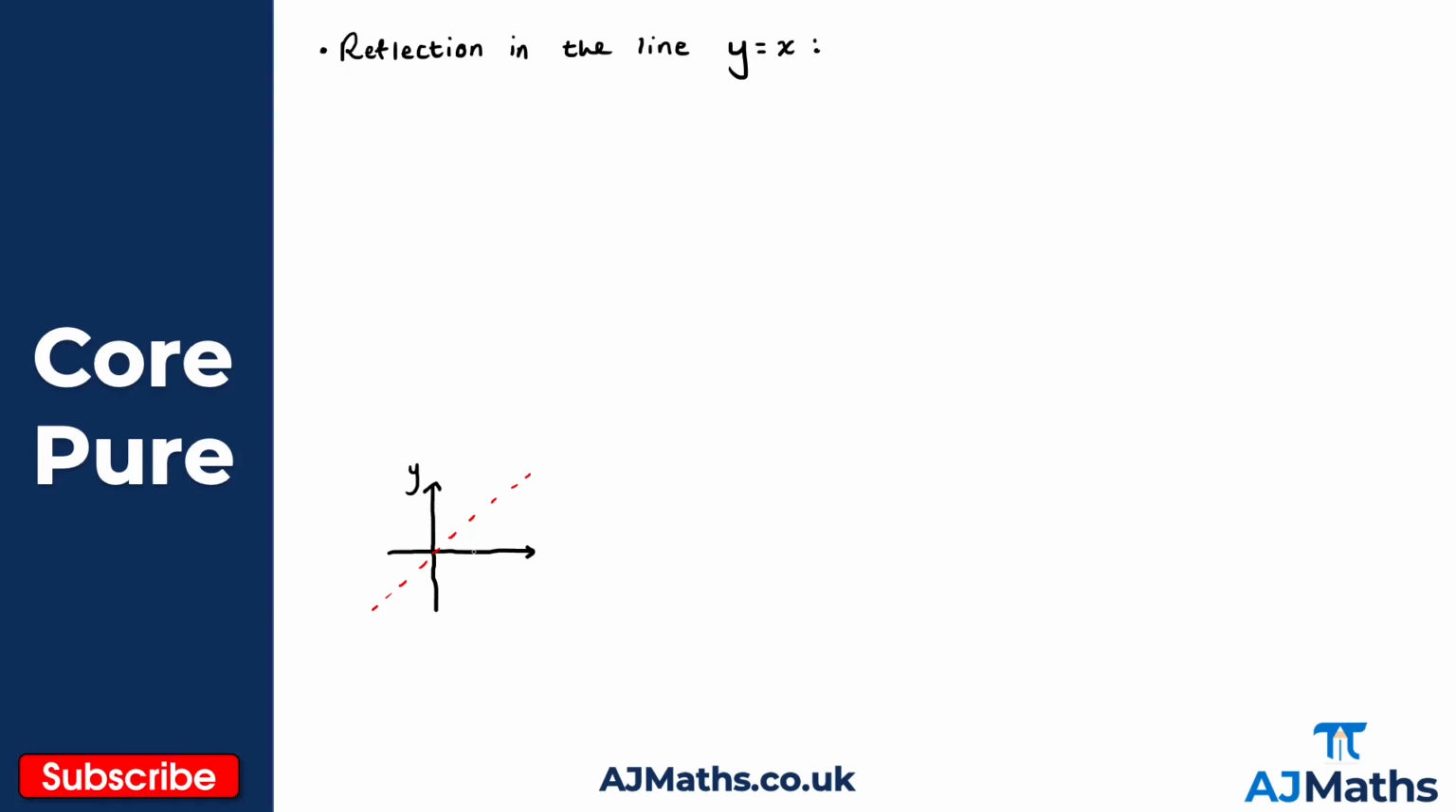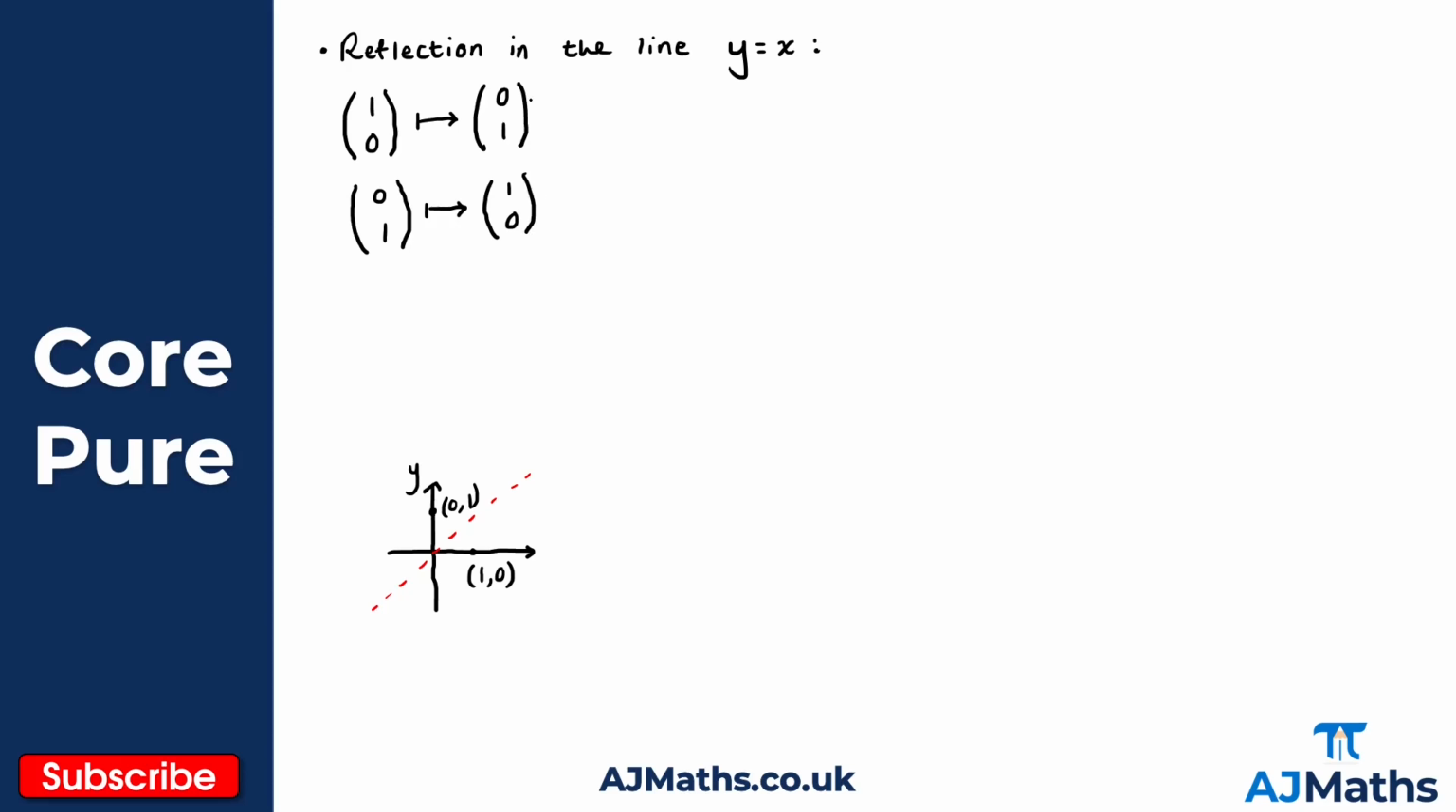And again, working with these 2 points of (1, 0) and (0, 1). With a reflection in the line y equals x, what I can see is the point (1, 0) will map to (0, 1) because we're reflecting in the line y equals x. So (1, 0), like we said, maps to (0, 1). And then (0, 1) will actually reflect the other way, so (0, 1) will map to (1, 0).